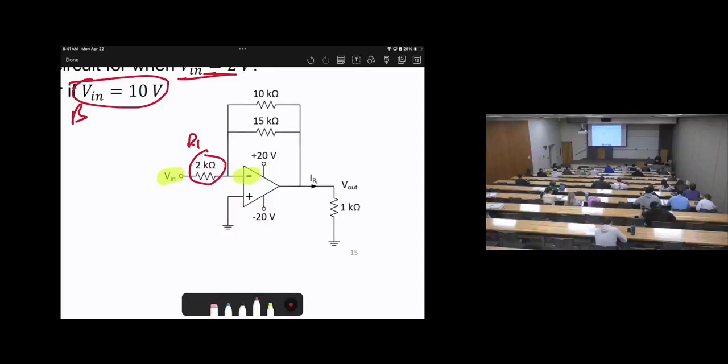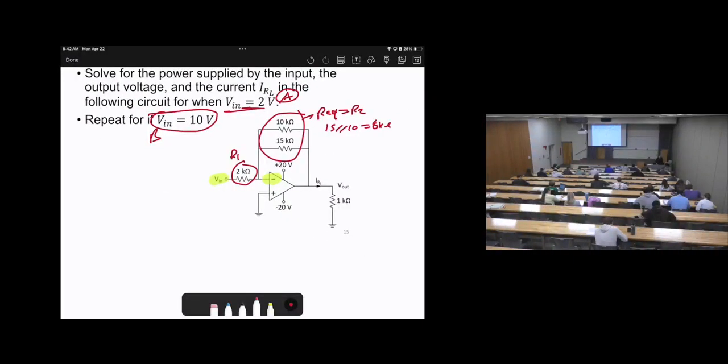Maybe in some other examples, it can be a combination of series and parallel resistors. So basically, it will be the R equivalent of this circuit. This is R2. So the equivalent here is parallel: 15 parallel with 10. This will be 6 kilo ohms. So R2 will be 6 kilo ohms. Then this circuit, we already identified as inverting.